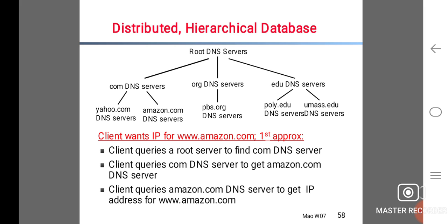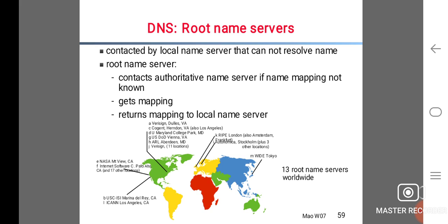www.amazon.com. As a first approximation, the client queries a root server to find the com DNS server, queries the com DNS server to get the amazon.com DNS server, and queries the amazon.com DNS server to get the IP address for www.amazon.com. Root name servers are contacted by a local name server that cannot resolve a name. The root name server contacts the authoritative name server if the name mapping is not known, gets the mapping, and returns it to the local name server. There are 13 root name servers worldwide.